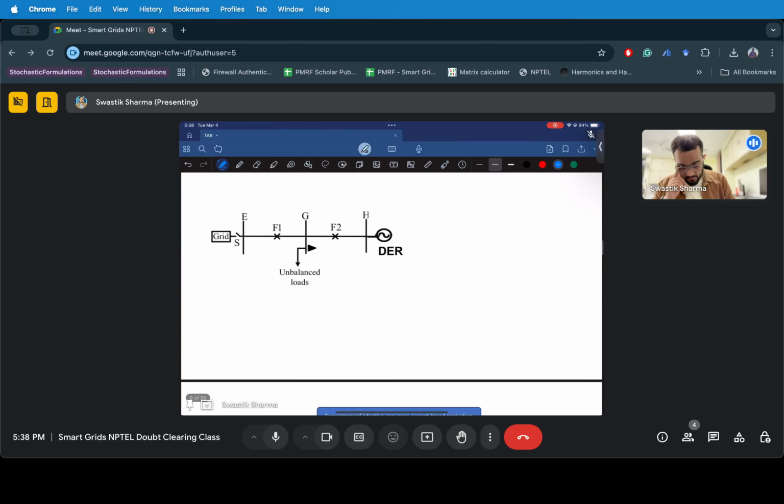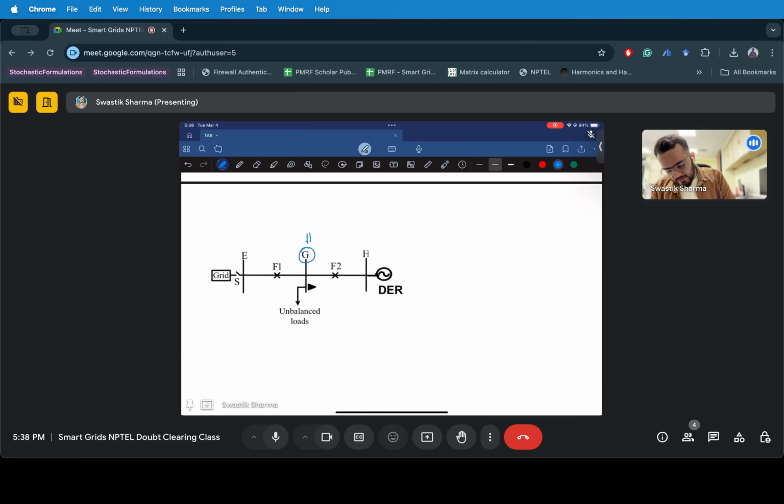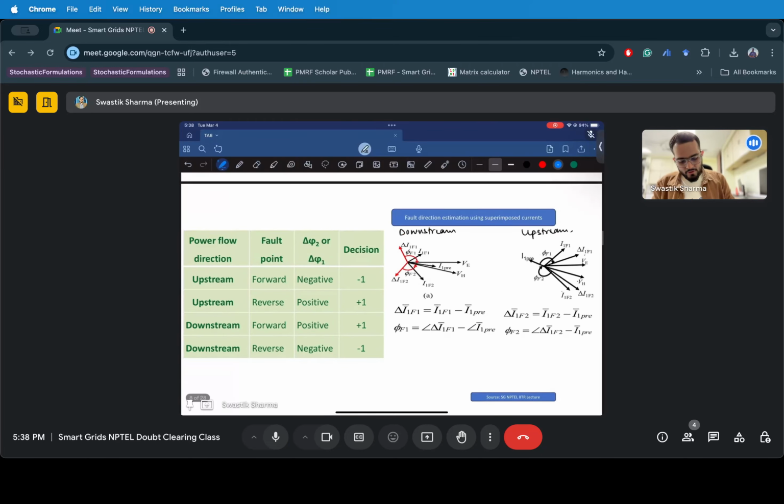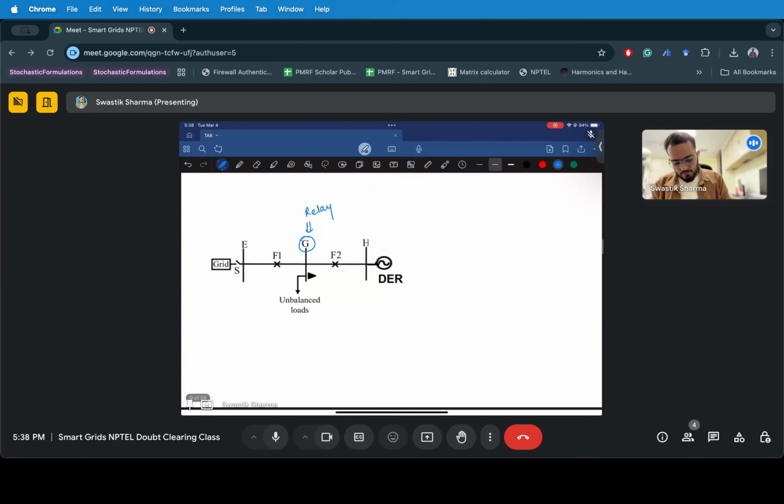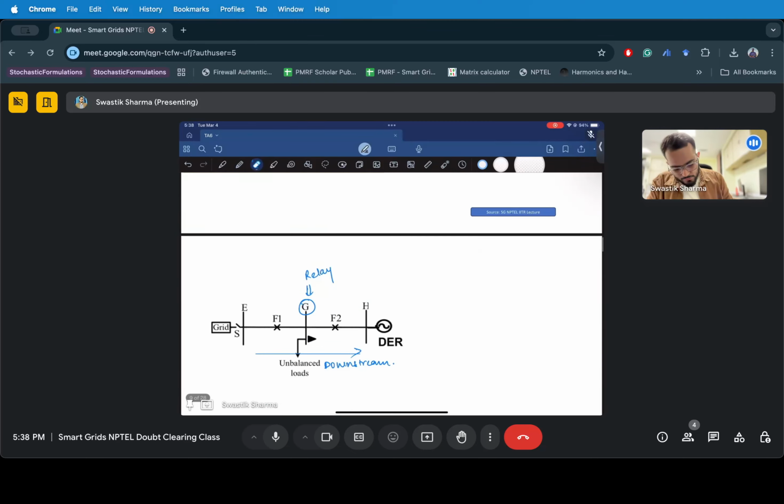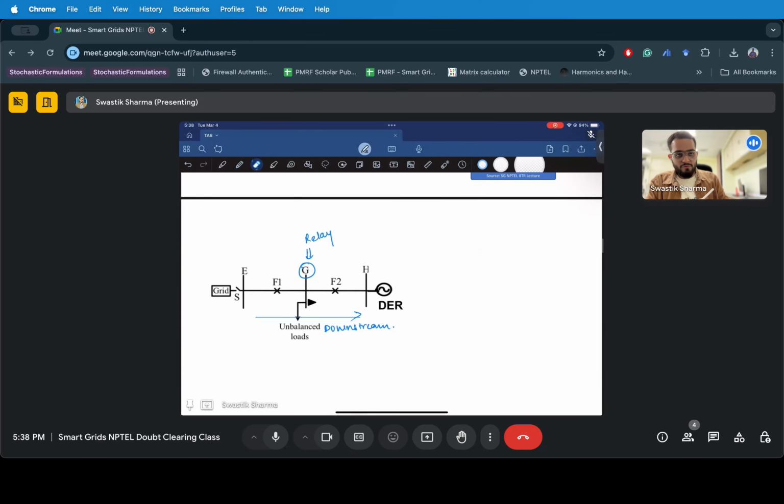Let's assume your relay is connected at G, and let's say your flow of power is downstream. When I say downstream, it's from grid to DR. For this relay, from experience, because F2 is in front of it, F2 is a forward fault and F1 is a backward fault, right?